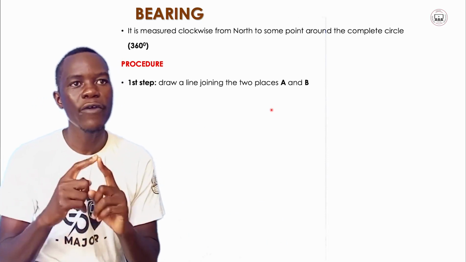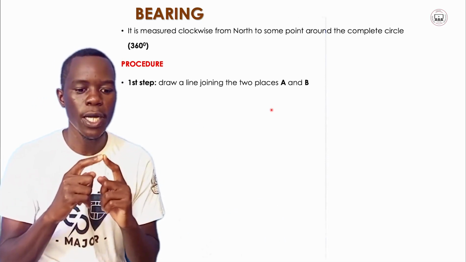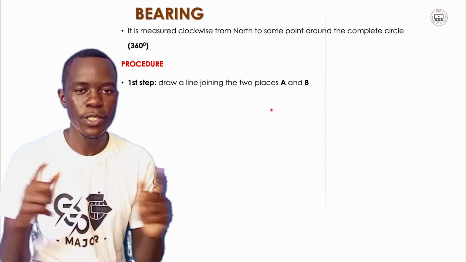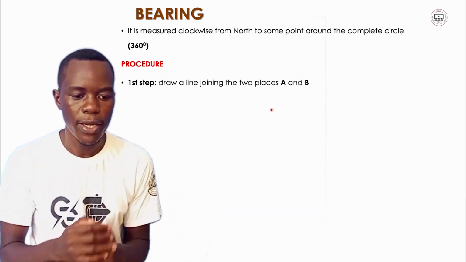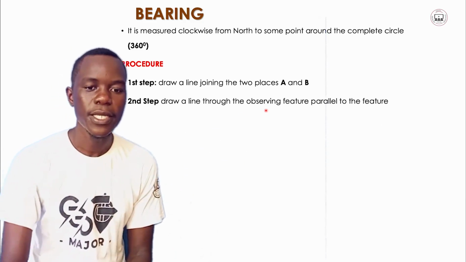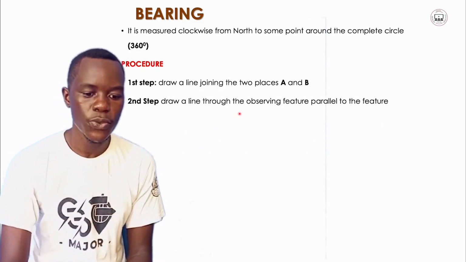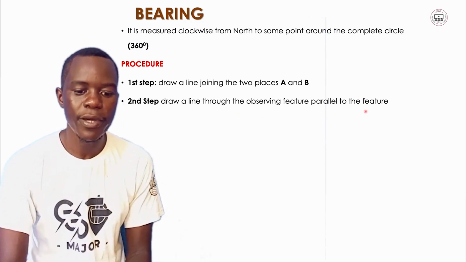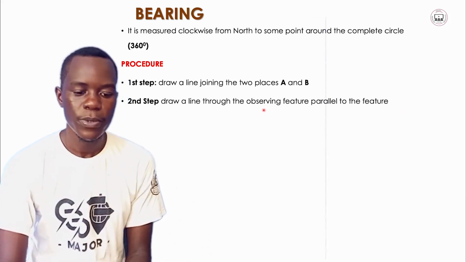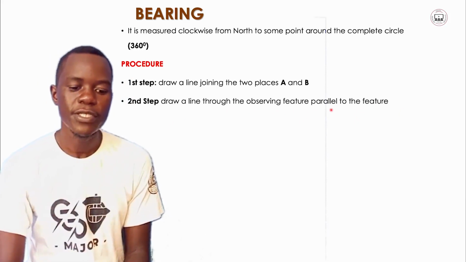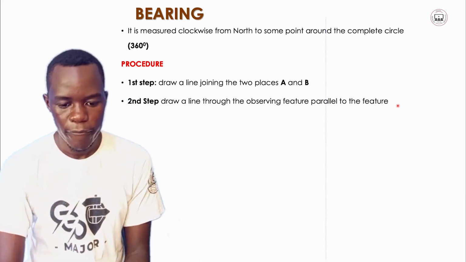So you need to first draw a line that will join these two places. So there's A and B. You draw a line. The second step is to draw a line through the observing feature parallel to the feature.